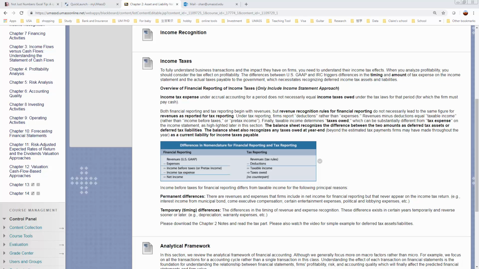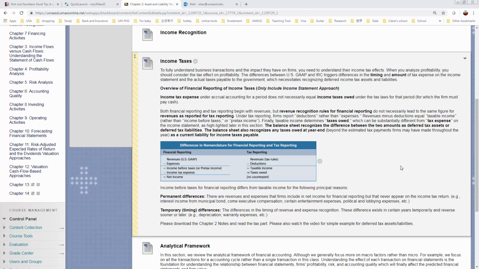In this class, we do not consider any permanent difference. Actually, US GAAP requires companies to exclude the permanent difference when they calculate income before tax. So what's a permanent difference? You can find the notes in the learning module of chapter 2.